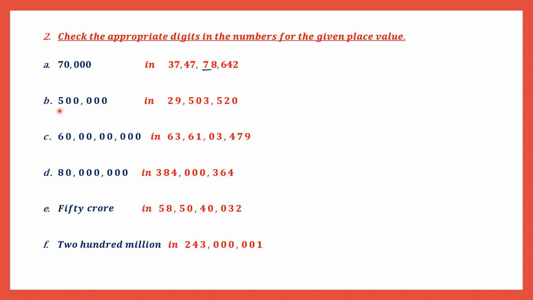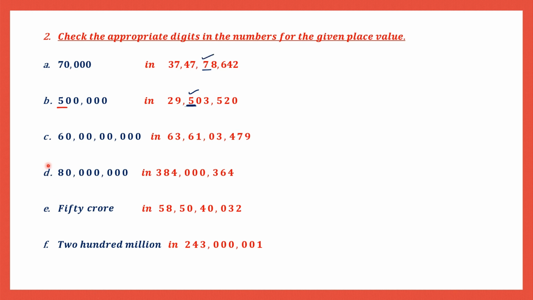Next, we have 500,000. Ones, tens, hundreds, thousands, 10,000, 100,000. That means you have to look for 5 which is in the 100,000s place. Let's look. Ones, tens, hundreds, thousands, 10,000s, 100,000 is here and 5 is there. So let's mark this. So this is our answer. So we can tick it or circle it and mark our answer.